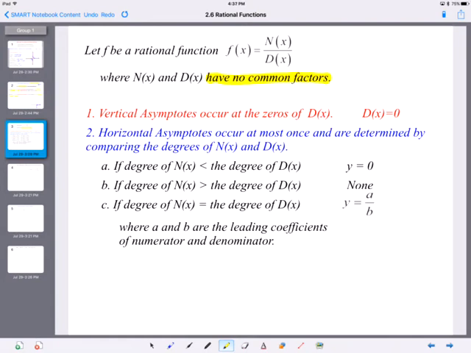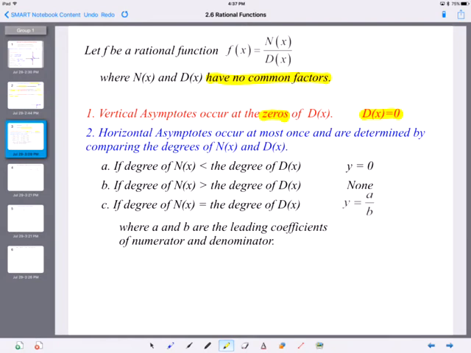Once that part is true, then we can find our vertical asymptotes, which occur at the zeros of d of x. Zeros. Remember, the zeros are when y is 0, what is x. So we're just going to set our denominator equal to 0. So what values of x make our denominator equal to 0? And remember, our denominator can't equal 0. That has something to do with our domain as well. So when our denominator is equal to 0, these create x values that don't exist, which are our vertical asymptotes.